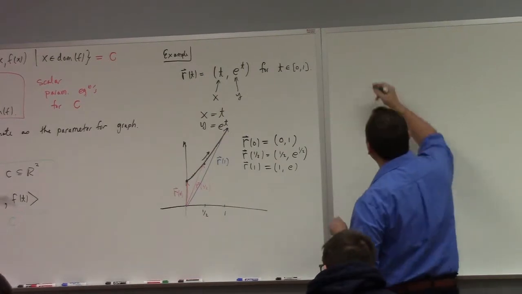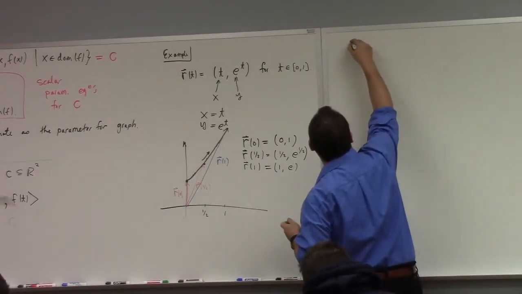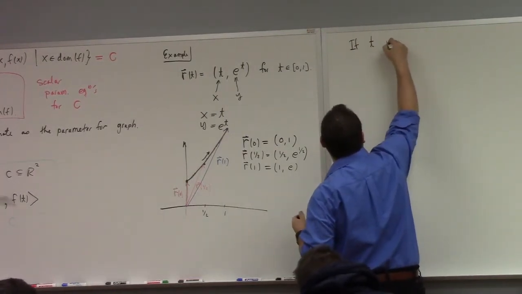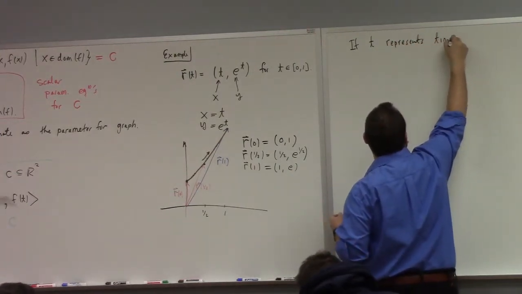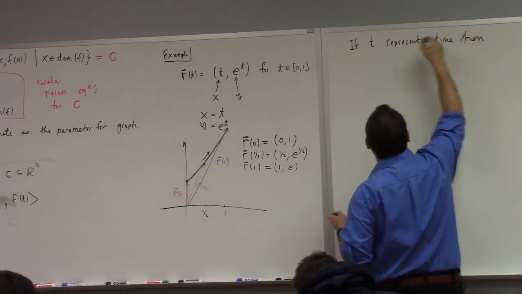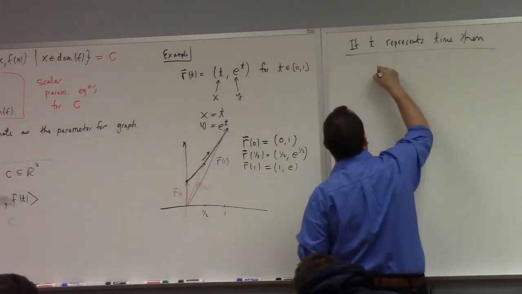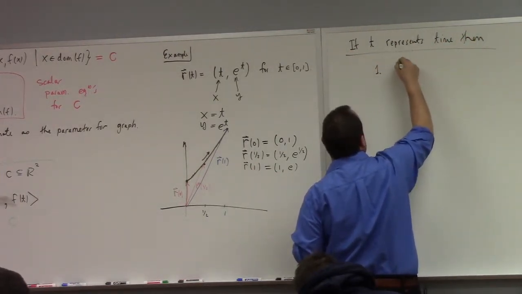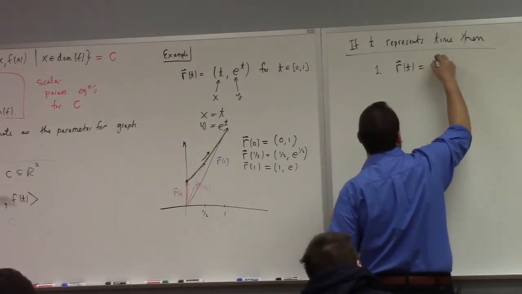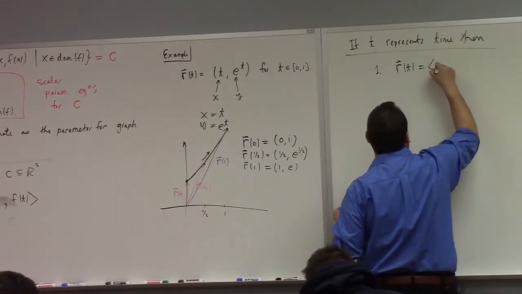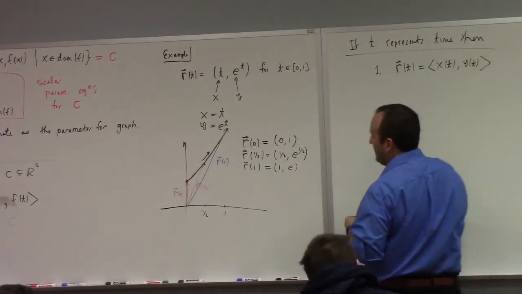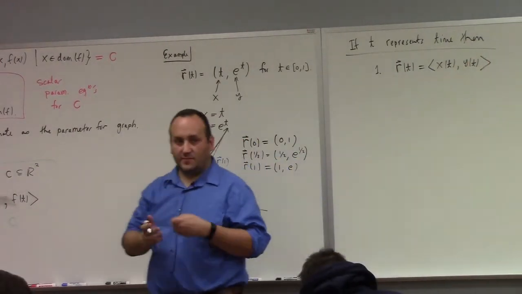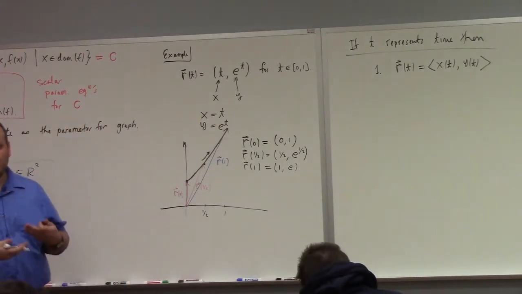Let me add a little bit more to this. If t represents time, then we have a few things. Number one, r of t, which you could write as (x of t, y of t). In other words, x and y are both functions of time. This is the position of a particle at time t.